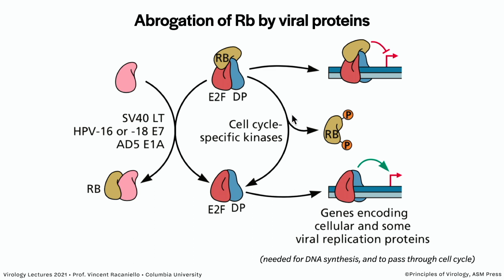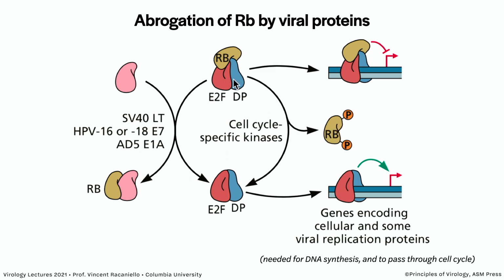Here you see the cell actually, if it's not virus infected, there are obviously some conditions where the cell has to divide and remove the RB checkpoint, and that's done by phosphorylation by cell cycle specific kinases. Right, so there are some conditions where you have to divide, and that's how we do this in the absence of a viral early protein.